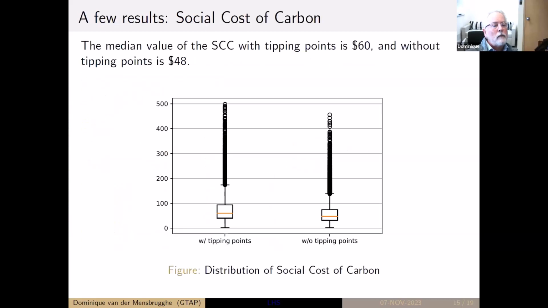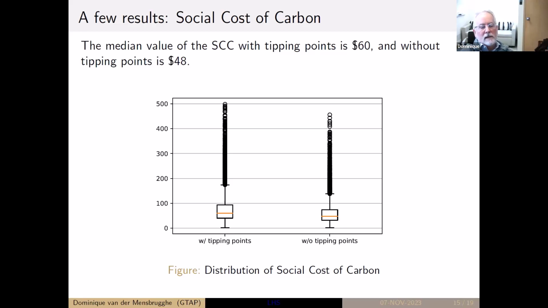Okay. Let's go to a few of the results. So here's the distribution of the social cost of carbon in terms of a box and whisker plot. You can see that a very large majority of the sample with tipping points is going to be roughly between $40 and $100. If you exclude the tipping points, it's a little bit less than 40 and under around $80.